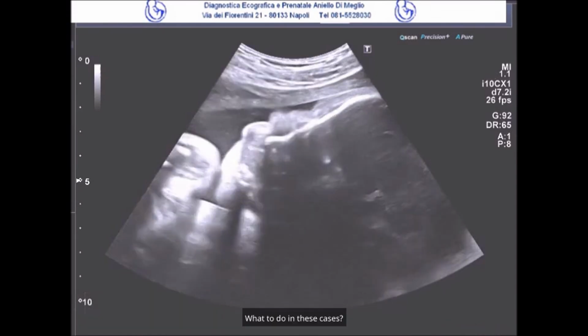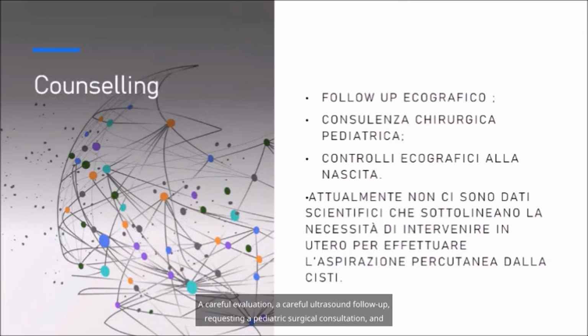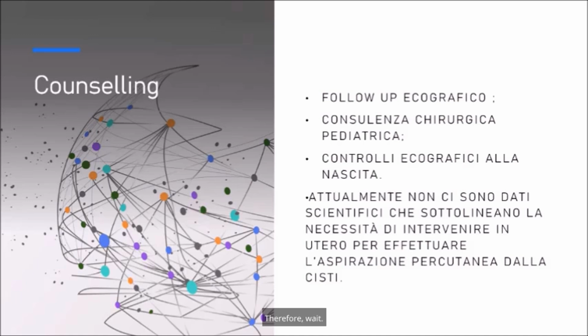What to do in these cases? Nothing. A careful evaluation, a careful ultrasound follow-up, requesting a pediatric surgical consultation, and performing ultrasound checks at birth. Only in the case of ovarian torsion, obviously, will the child need to undergo surgery, but it is important to emphasize to the mother that currently there is no scientific data highlighting the need to intervene in utero to perform a percutaneous aspiration of the cyst. Therefore, wait. Thank you for your attention.